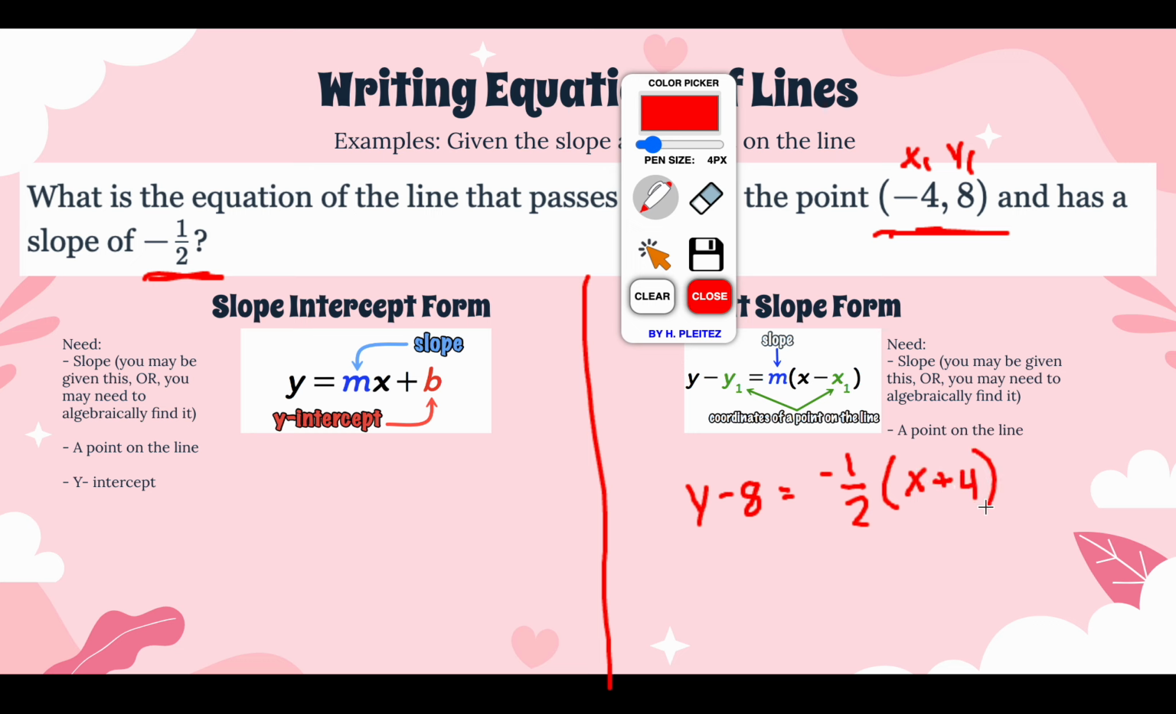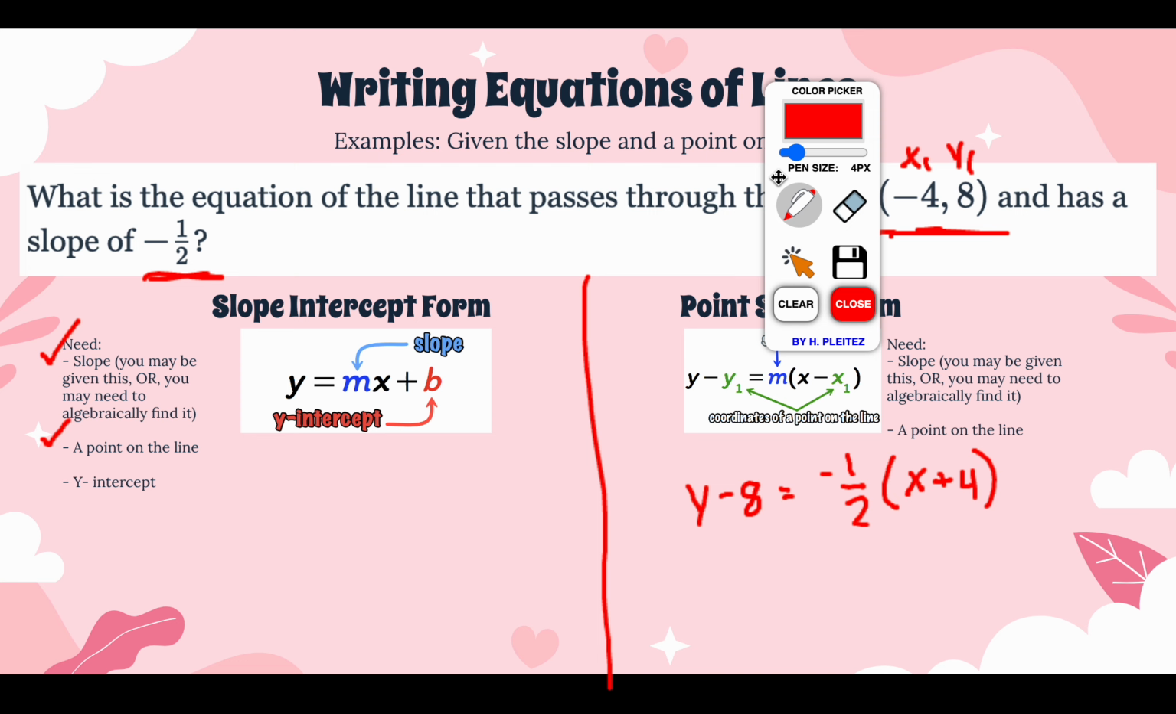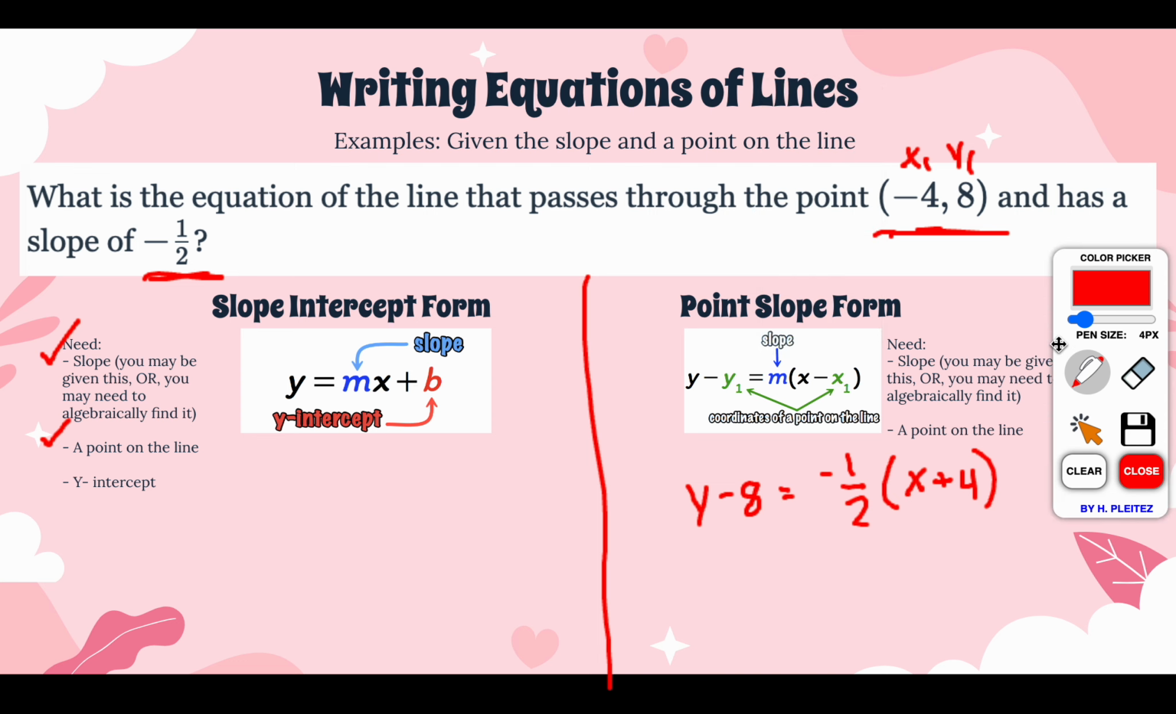Now, slope-intercept form is a little harder. We already know our slope, we can check that off. We have a point on the line, we can check that off. But now we need our y-intercept. So we're going to use this given information with this equation here to help us find what b is. Our y value is 8 equals our slope is -1/2 times our x value of -4 plus b.